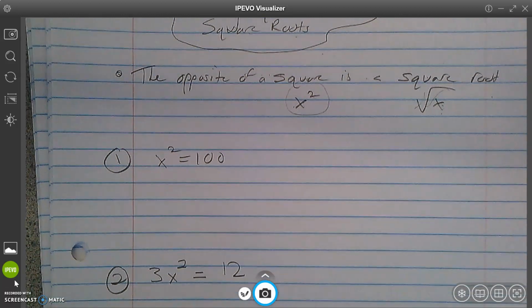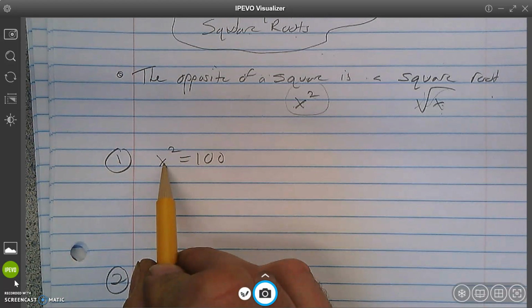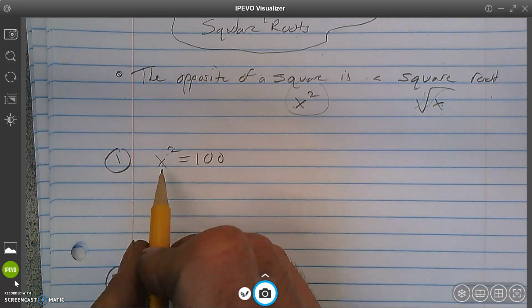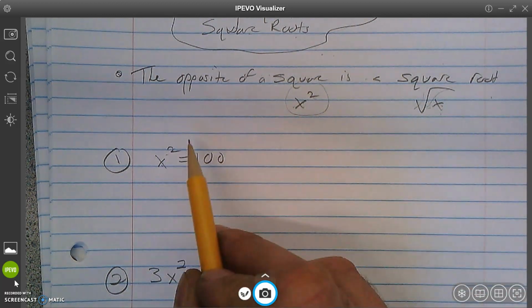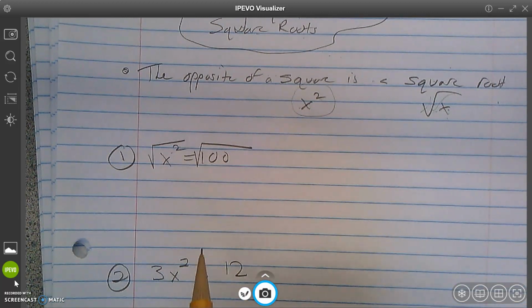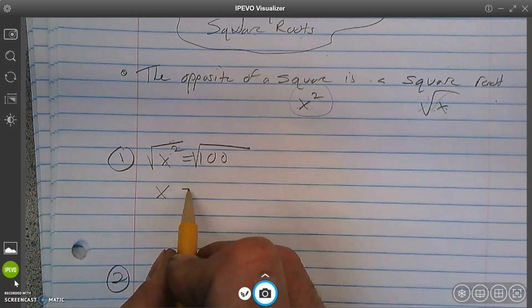Let's see what they look like. x squared equals 100. What number times itself is 100? That's what it's asking you. The opposite of square is square root, so if I want to get rid of this square, I square root both sides. Square and square root are opposites, so those go away.